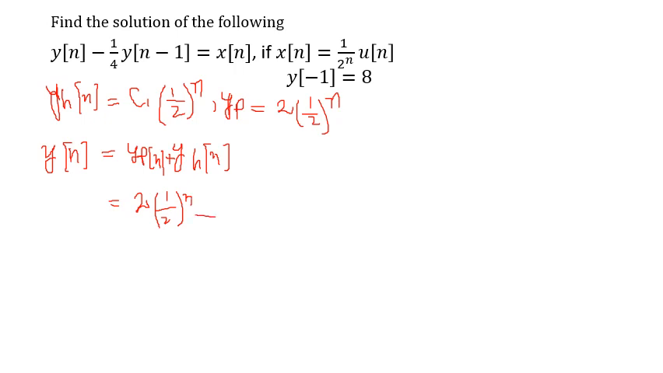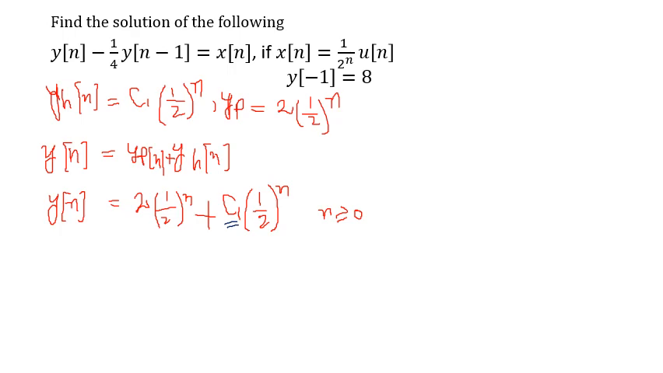to the power n plus c1 times 1 by 2 to the power n, and we say n is equal to or greater than 0. So this is y of n. Now we are going to find the value of the unknown coefficient, that is c1. Once we find this one, then it will be the complete solution.